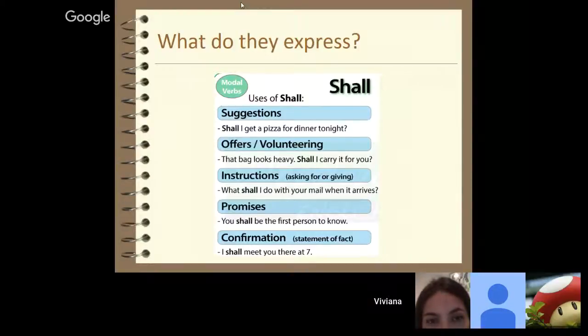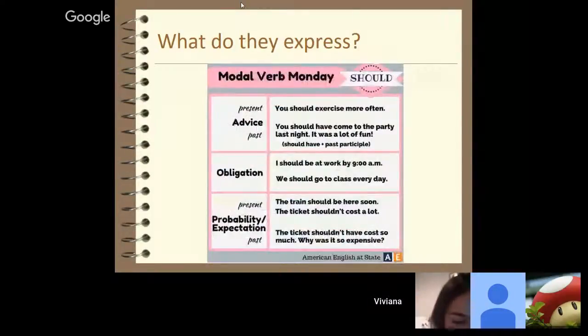Okay. Now we have the modal verb should. Should is used in the present or in the past as advice. In the present, we have you should exercise more often, or in the past, you should have come to the party last night. It was a lot of fun. Should have plus past participle, but we're not talking about this right now. This is just a little bit of an example.